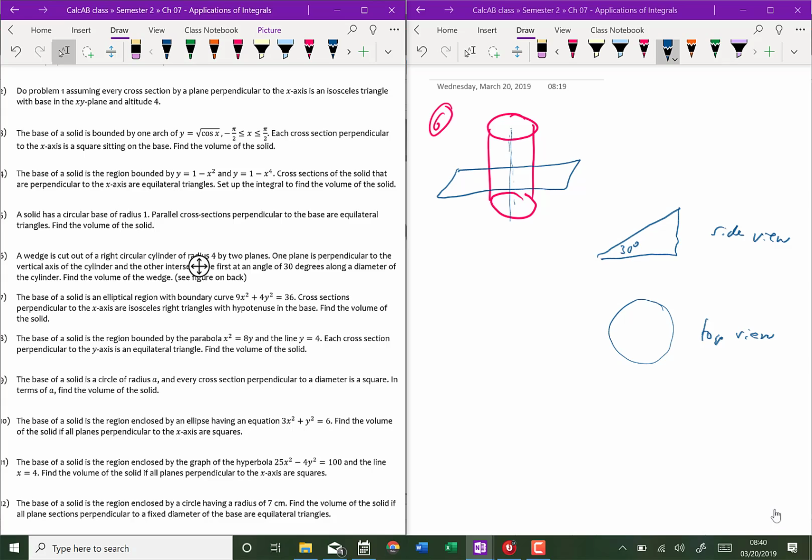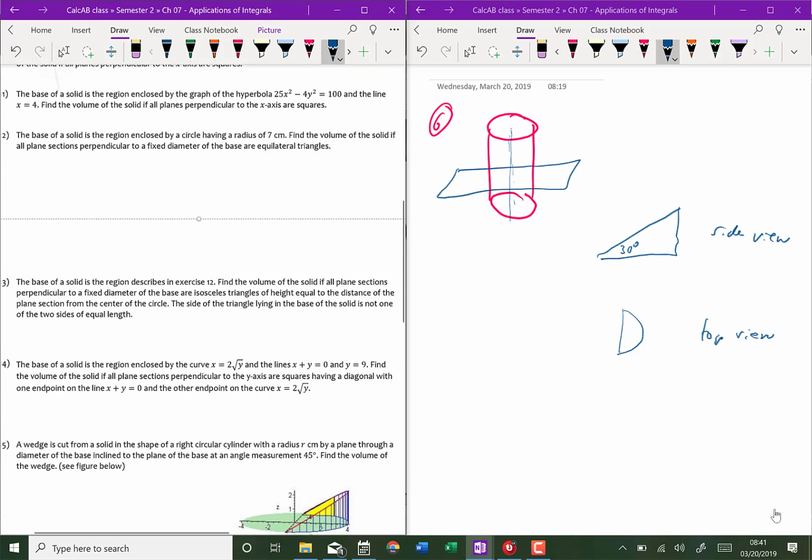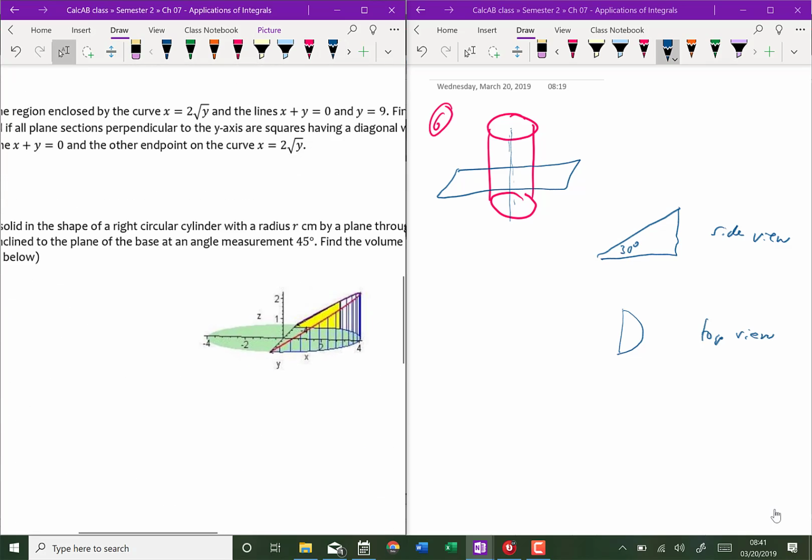One plane is perpendicular. The other intersects the first at an angle of 30 degrees along a diameter of the cylinder. So it intersects the first along the diameter. That's the clue that this is actually not like this, it's more like this. That's a top view. So let's come back down to this thing. Okay, now we can see how this is looking.